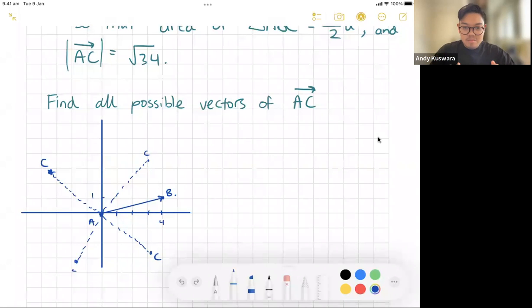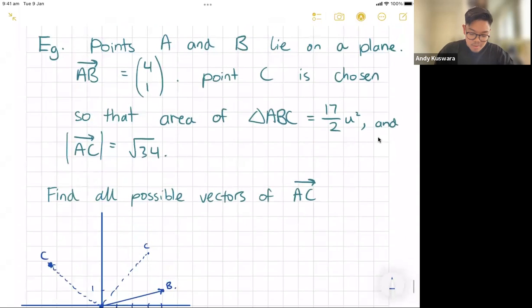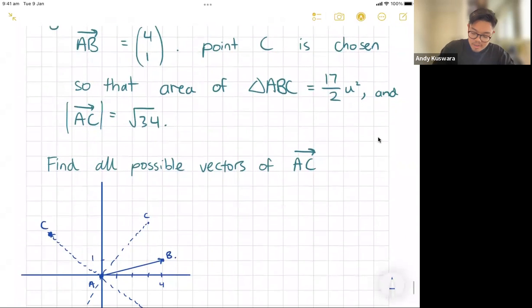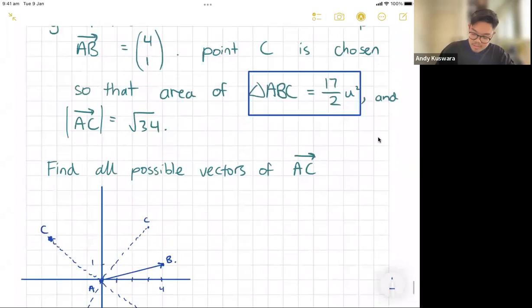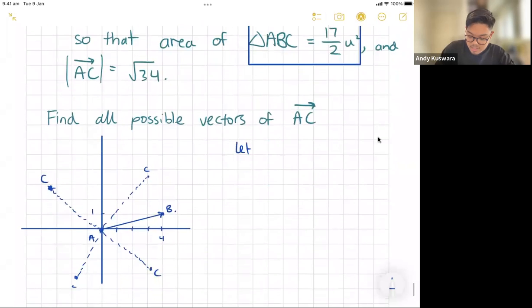But from here, let's put that on the back burner and try to work on it mathematically, algebraically, and see what we can get. First of all, they've told us that the area of the triangle is 17 on 2 units squared. The easiest way to do this is to let C equal some unknown, the vector (x, y), so it's in relation to A.